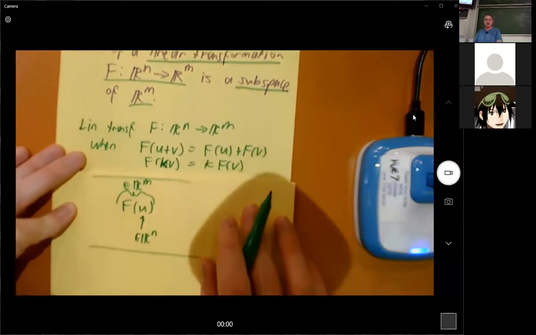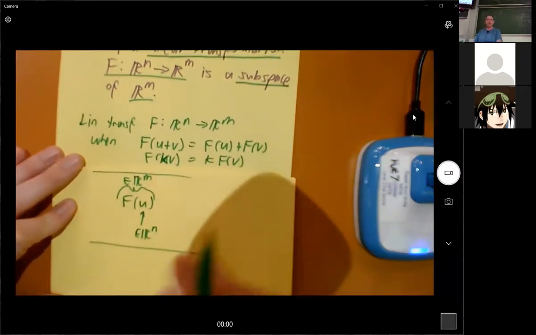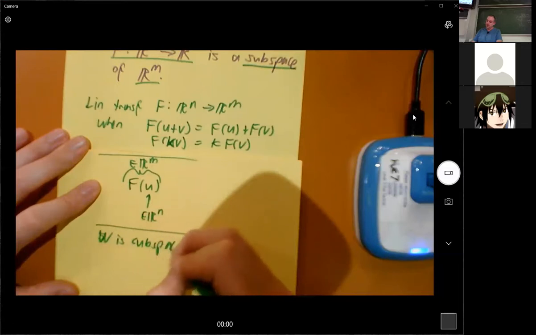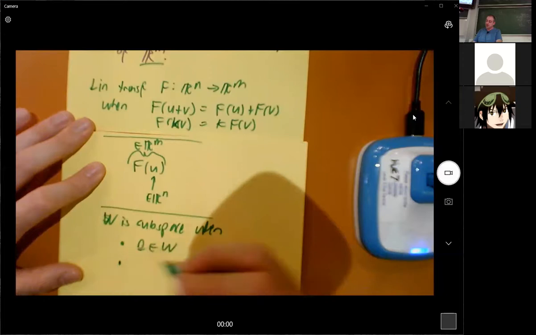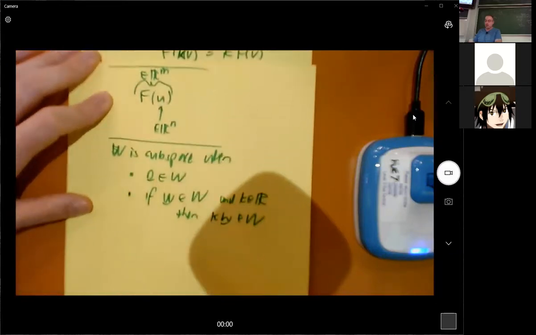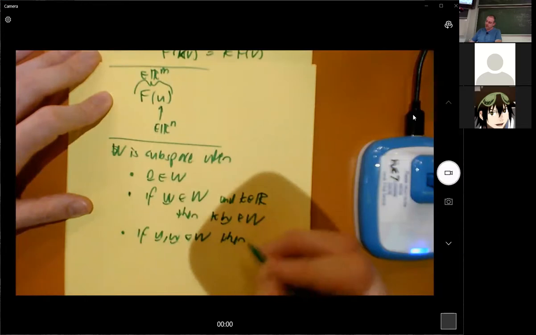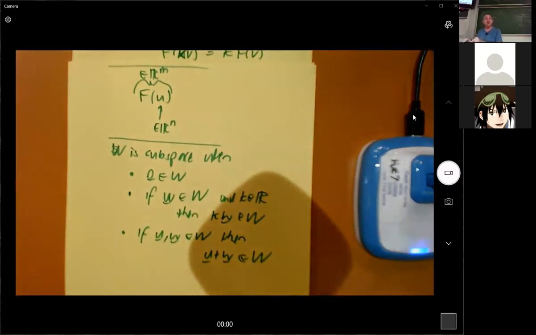And then being a subspace means that there's the three laws of subspaces. So W is a subspace when law 0, the 0 vector is in it. Law 1, if w is in big W and K is a real number, then Kw is in big W as well. And law 2, if U and w are in big W, then U plus w is in big W. That's the definition of subspace.